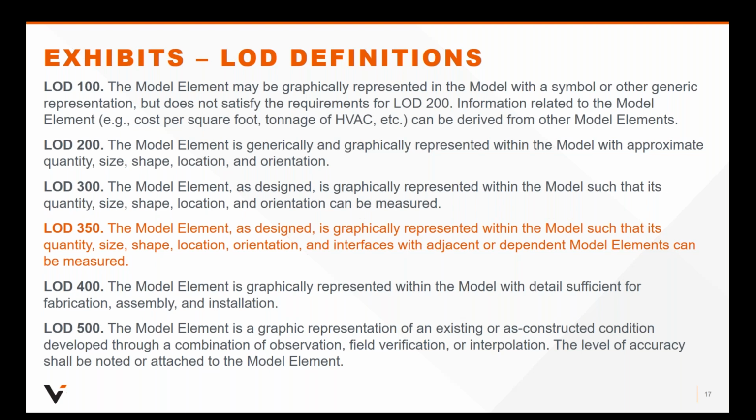The LOD descriptions are used in the BIM execution plan to identify the minimum required characteristics for each model element at progressively developed levels. Other project participants may only rely on a model element consistent with the minimum required characteristics for that designated level development.